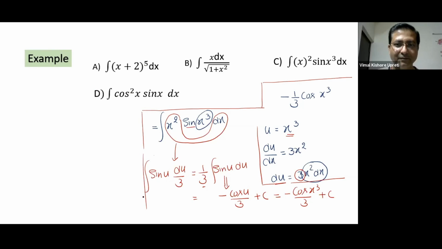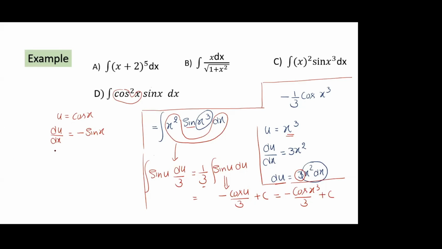Let's see. What are we supposed to do? Anyone? If I assume this cos function as something, du by dx is minus sin x, no problem. Minus cos cube x by 3 plus c. Okay.